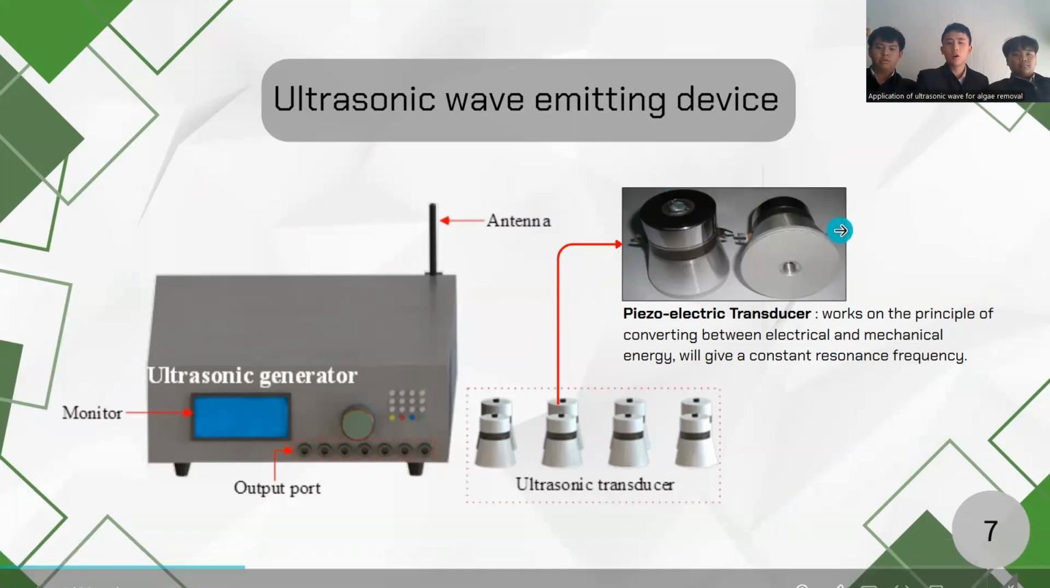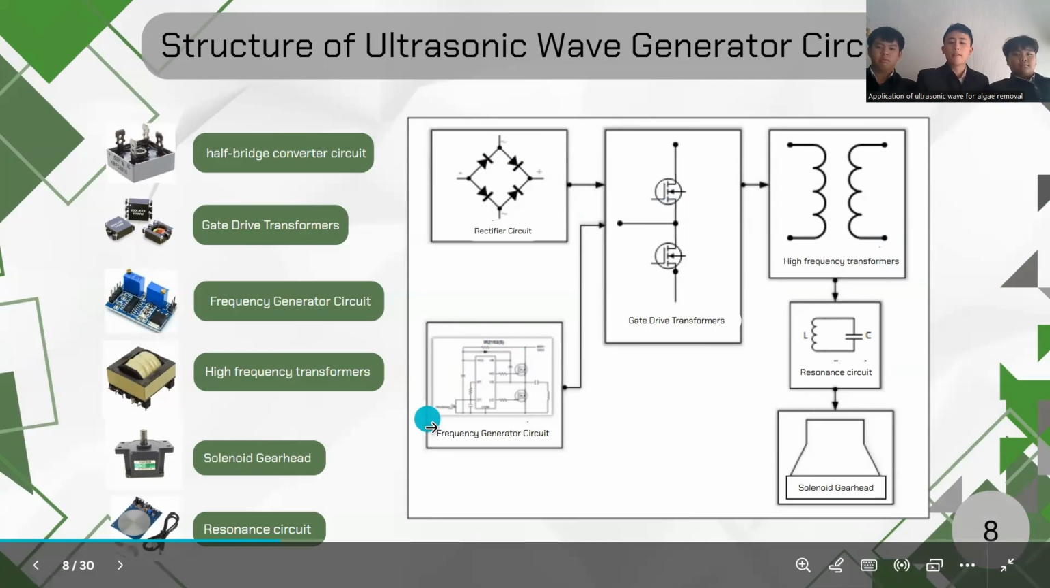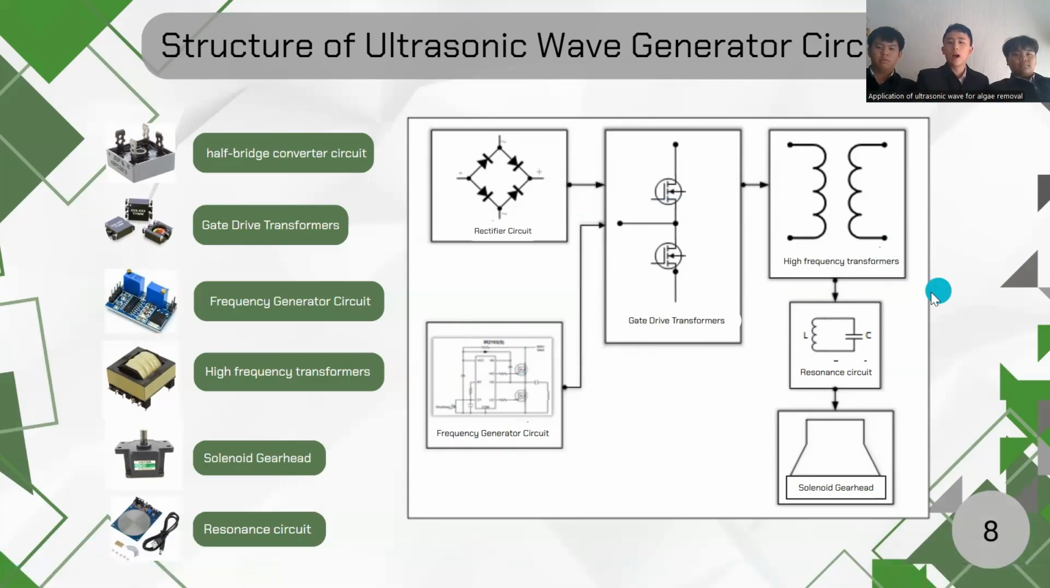It converts between electrical and mechanical energy, which will give a resonance frequency. The next is the structure of the ultrasonic wave generator circuit that consists of half-bridge converter circuit, gate drive transformer, frequency generator circuit, high frequency transformer, resonance circuit, solenoid gearhead.